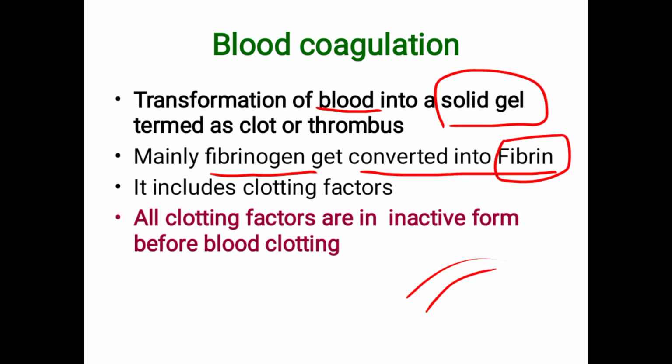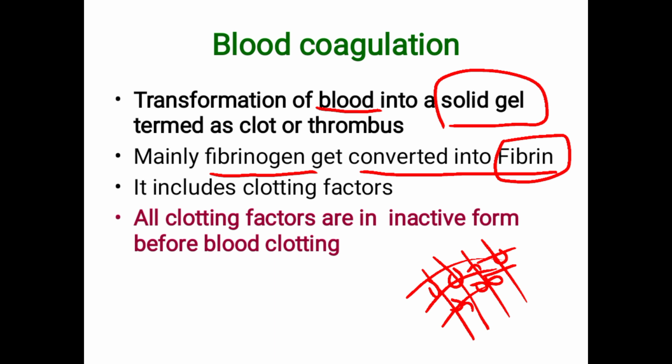So it will seal like this. Okay. It will make a mesh around the red cells, where the red cells get entangled. So fibrin will form a thread-like structure. It will form a mesh-like structure where the RBCs get entangled.